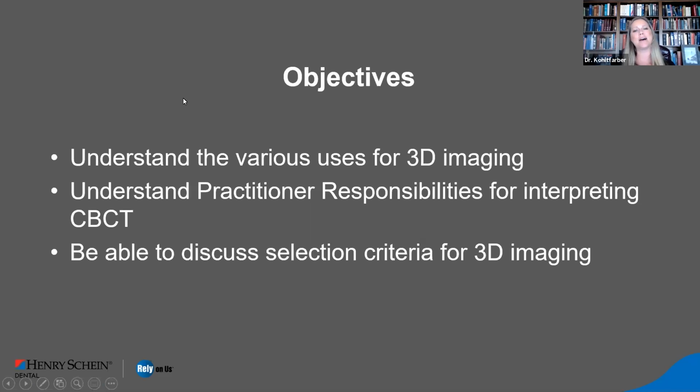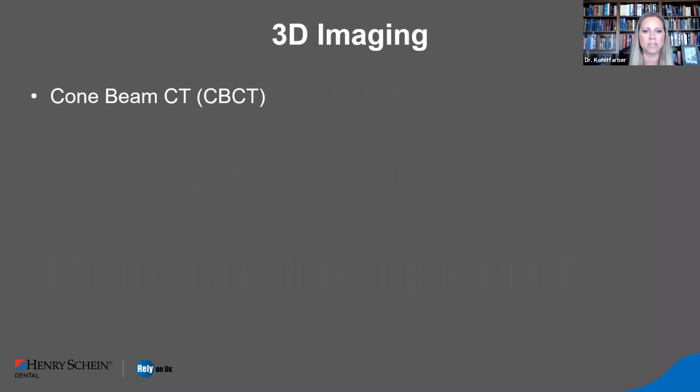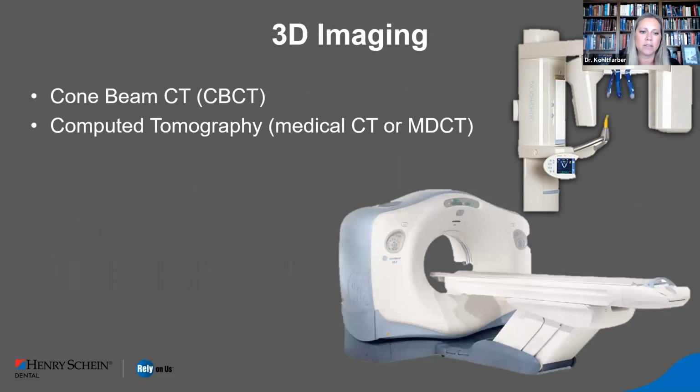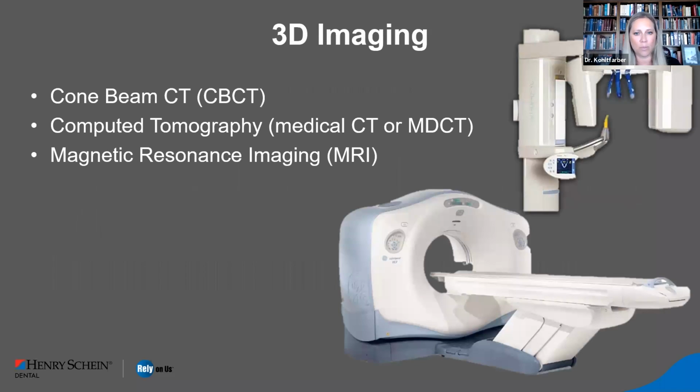All right, so some objectives: we're going to understand the various uses for 3D imaging, understand what our responsibilities are as practitioners, and be able to discuss selection criteria for 3D imaging. Those are the objectives tonight. When we're talking about 3D imaging, there's actually quite a lot of 3D imaging out there. We have things such as cone beam CT, which we have in our offices, of course. There's also medical CT, and there's also MRI.